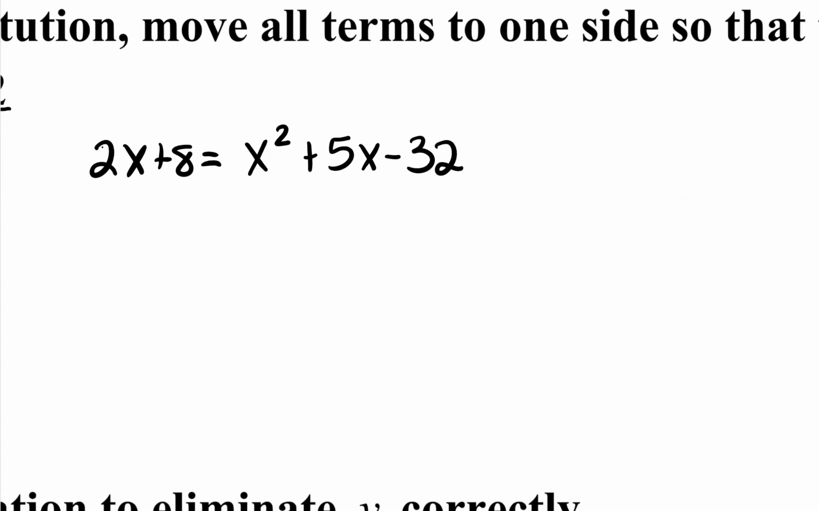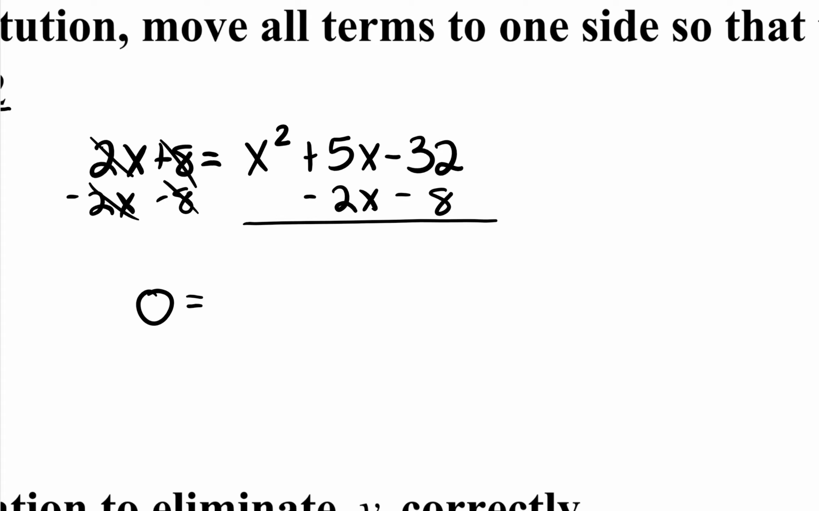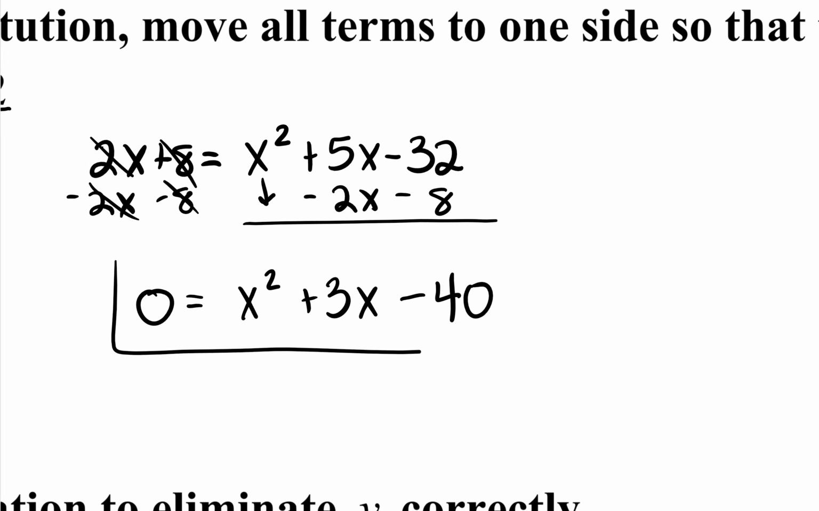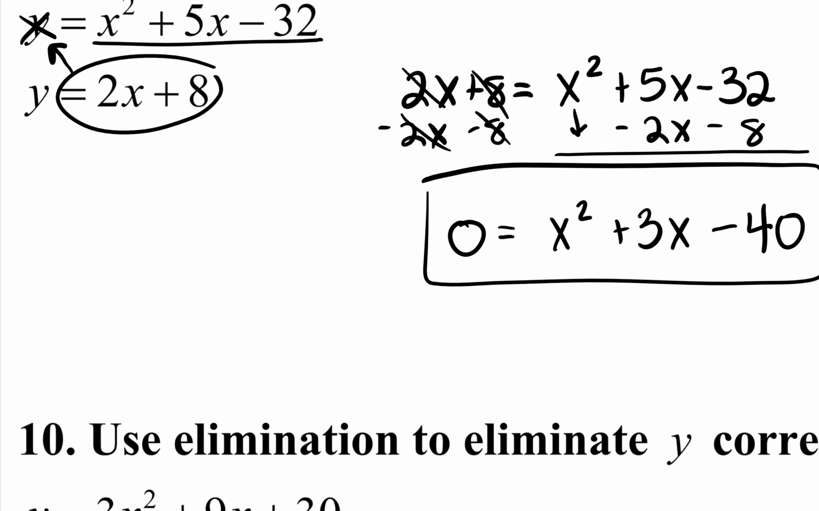And then it tells me move all terms to one side so that it equals 0. So I'm going to take my 8 and my 2x and move them to the other side. So those all go away. That gives me 0 equals, that stays the same, 5 minus 2 is 3x, negative 32 minus 8 is negative 40. And that's all I'm doing on this equation. I just got to move it all over and I'm done. Now I will use this later in the test, so you want to make sure you get this right, because it may come in handy.